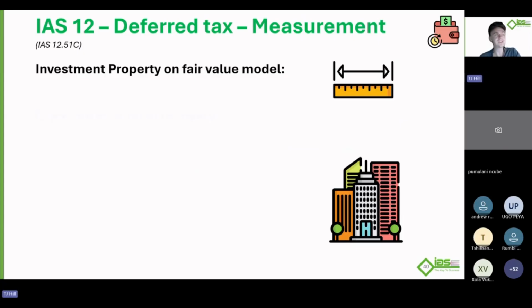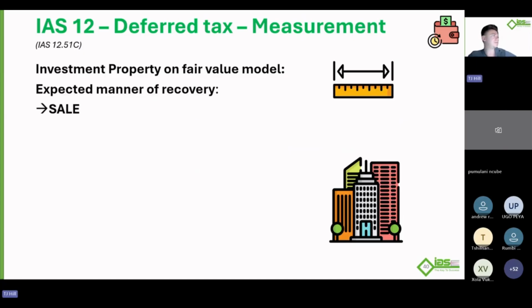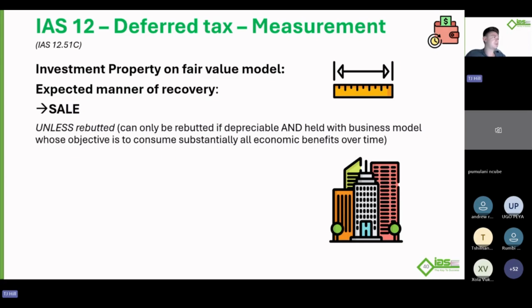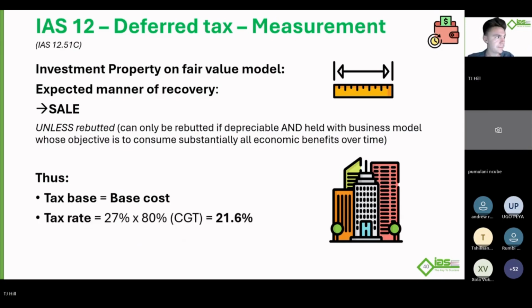Okay. So if it is investment property on the fair value model, it is assumed to be through sale unless rebutted. If it's through sale, it means CGT, right? So it's an asset. Future economic benefits are taxable because I'm going to sell it. They're going to tax me when I sell it, and they're going to tax me on the proceeds less my base cost, right? So therefore, the tax base is going to be my future tax deductions. In this case, the only deduction I get is through base cost. My tax rate then would be the CGT rate.